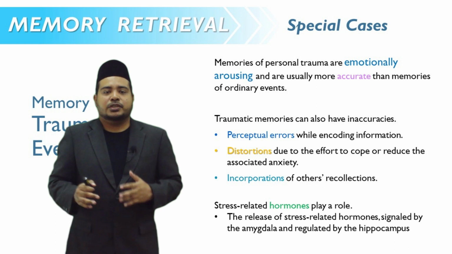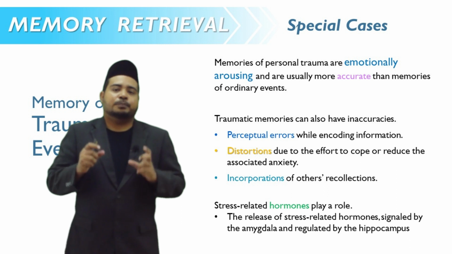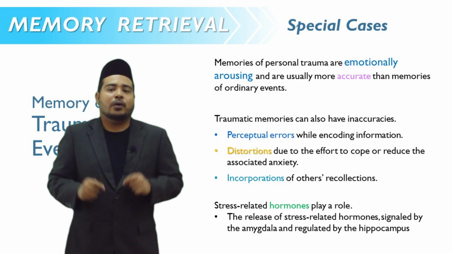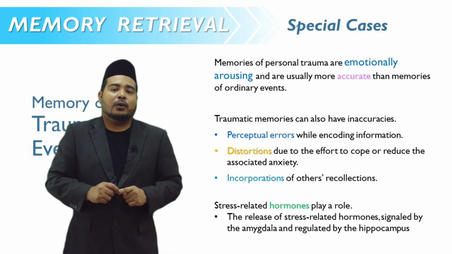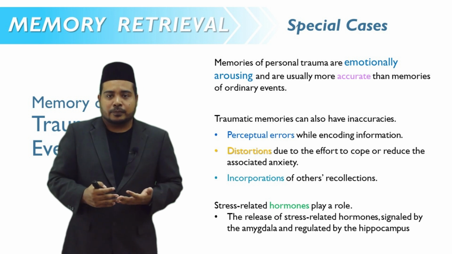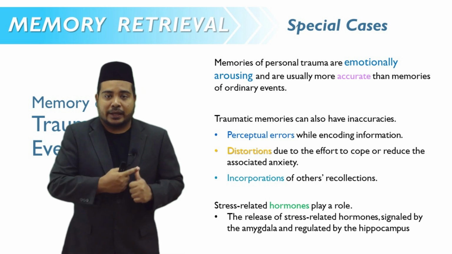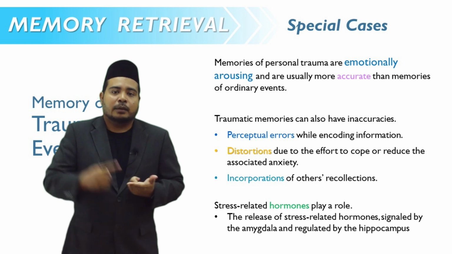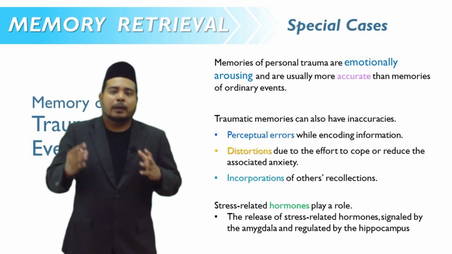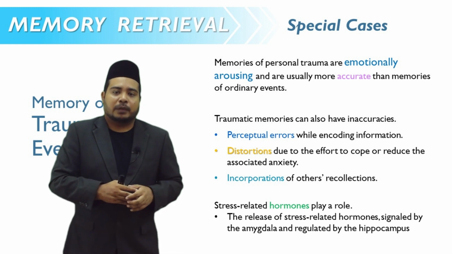Besides emotional memories, I always mention sad events, traumatic events. We also have a special case of traumatic event memory. Memories of personal trauma are emotionally arousing and are usually more accurate than memories of ordinary events. However, traumatic memories can also have inaccuracies. Why? These inaccuracies might happen because of perceptual errors, distortion, and incorporation. Perceptual errors while encoding the information might cause inaccuracy of traumatic memories.